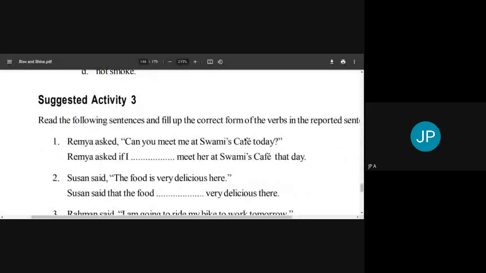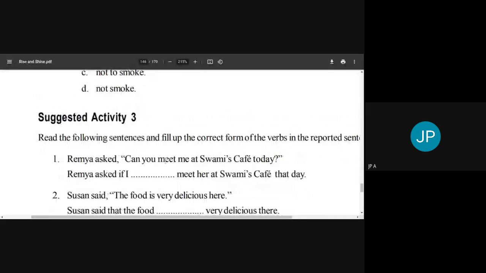A couple of questions or more. Fill up the correct forms of the verbs. Remya asked, can you meet me at Swami's cafe today? Remya asked if I dash meet her at Swami's cafe that day. So it is a transformation for this can. How can you change it into a different sentence? Yes, very good. It is could. So can will become could. Great. That is correct.